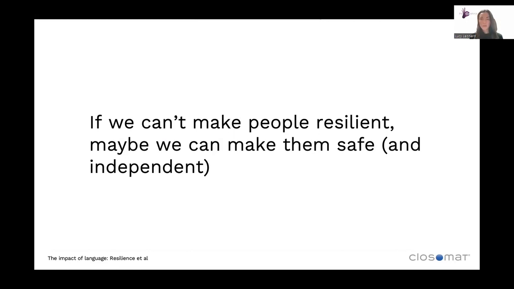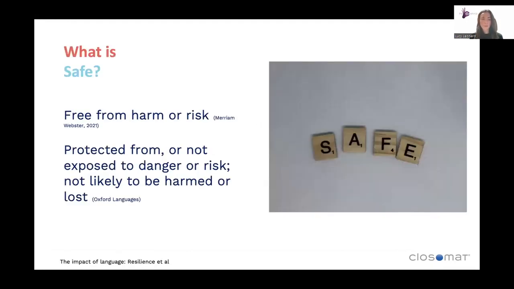It's a word that we use quite a lot. I come across it a lot in notes from other occupational therapists. But actually, if we look at the word safe, we need to understand what that word means. The dictionary definition of safe means free from harm or risk, or protected from or not exposed to danger or risk, not likely to be harmed or lost.